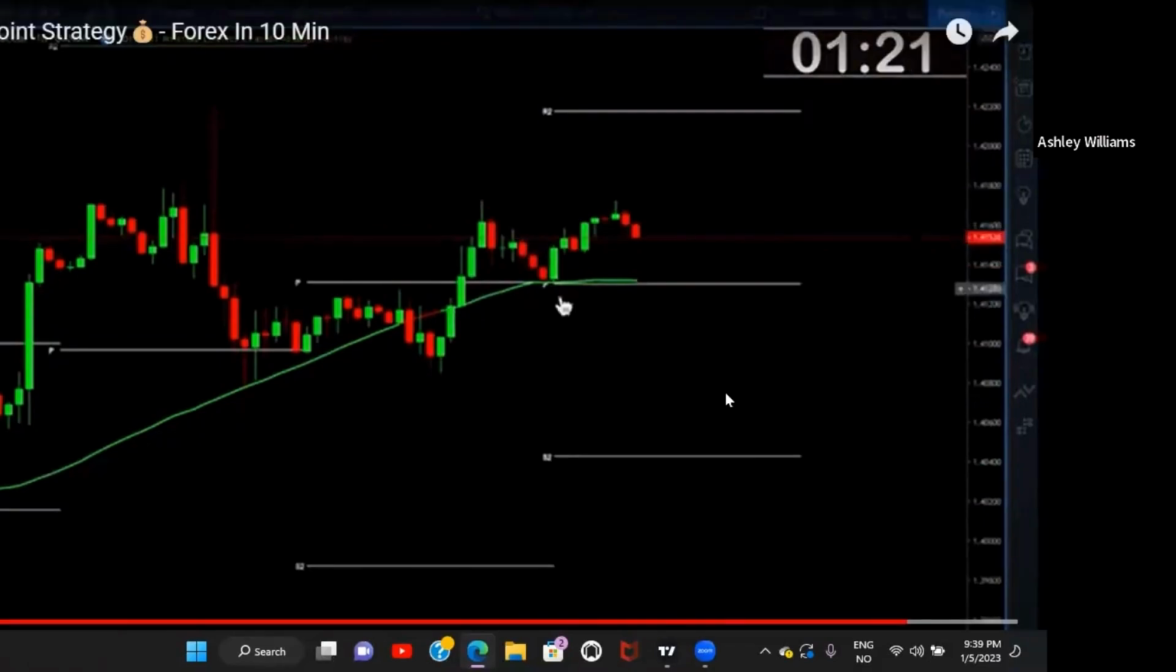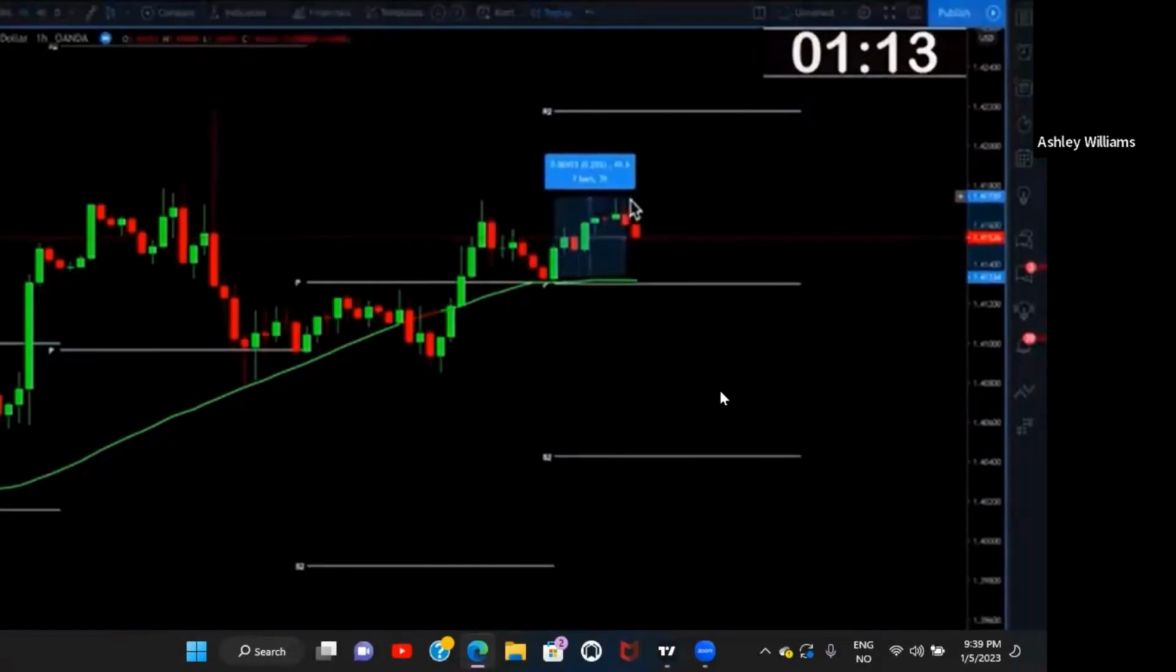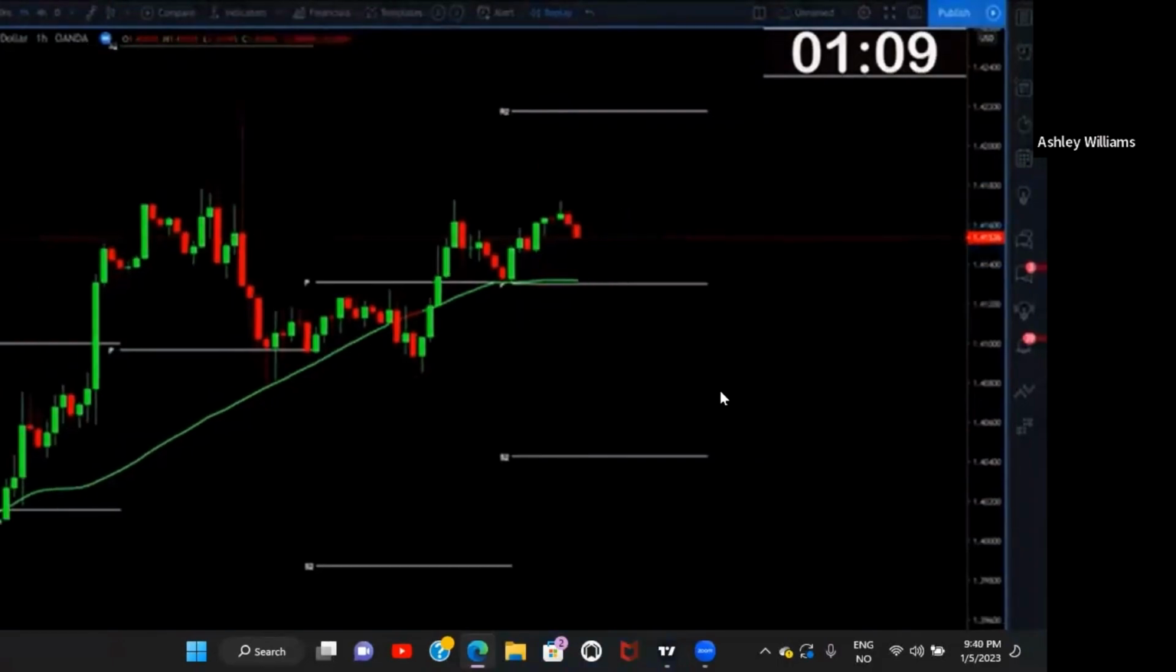It broke for the breakout traders and pulled back at that same level for retest traders to get in. And your entry should be right at that pivot point for 39, 40 pips. This is how you could have been ready.